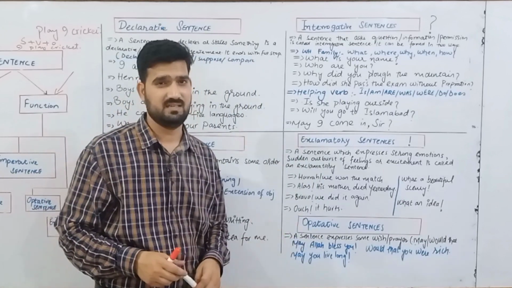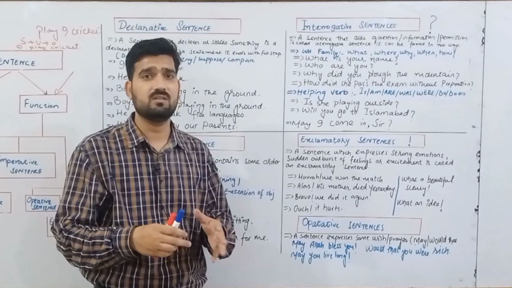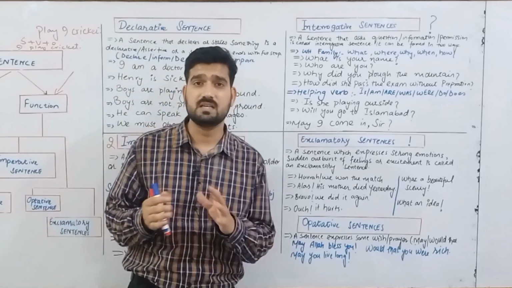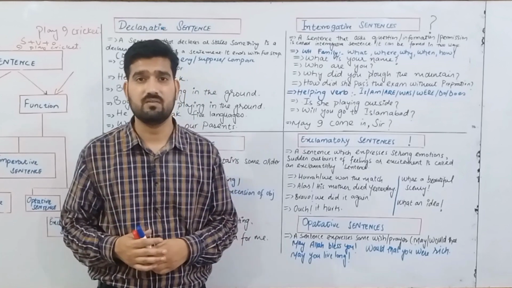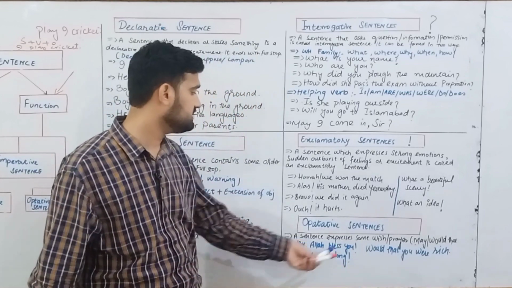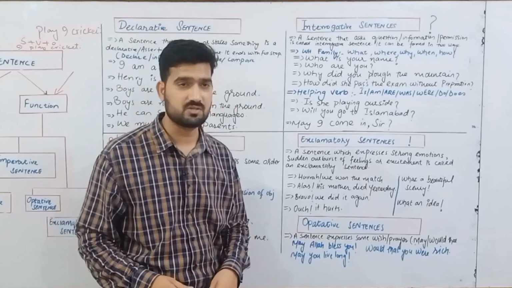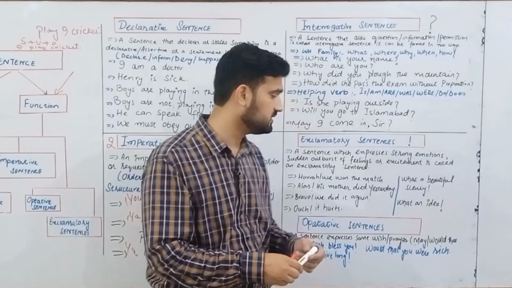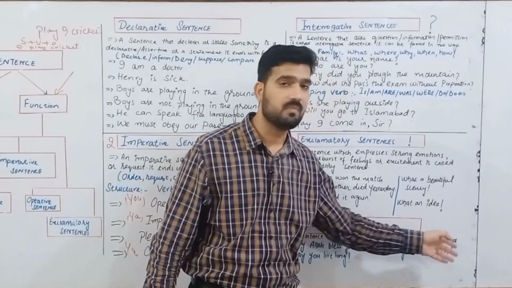What are optative sentences? Optative sentences are for prayer and wish. For example, may you live long. So these types of sentences are in the category of optative sentences. For example, we say, may Allah bless you! Afterwards, we put the exclamation mark. May you live long! Would that you were rich! Afterwards, we have to put the exclamation mark there.